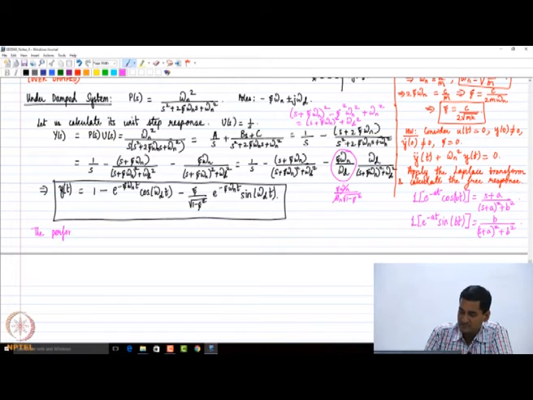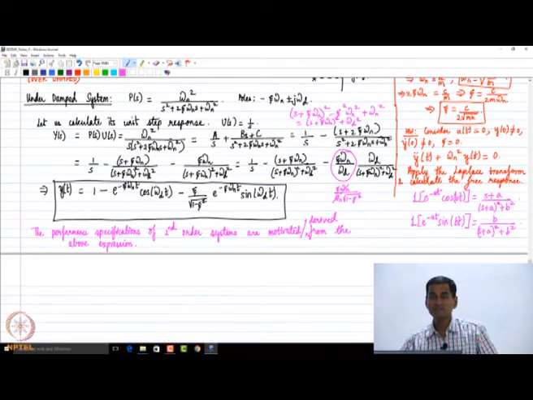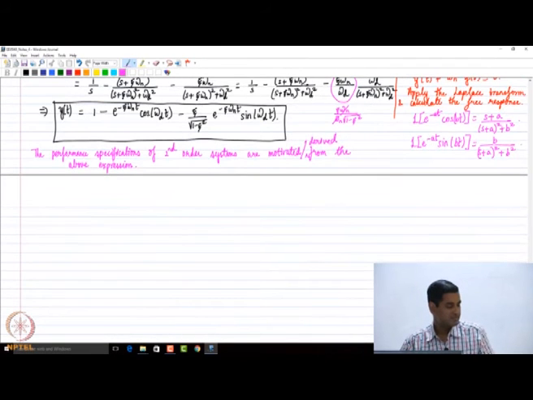Now, typically the performance specifications of second order systems are motivated, or rather derived, from the above expression. So let's see what these parameters are and how they are calculated. That's something we are going to see now. Is this clear? I hope things are clear until this point. Any questions?